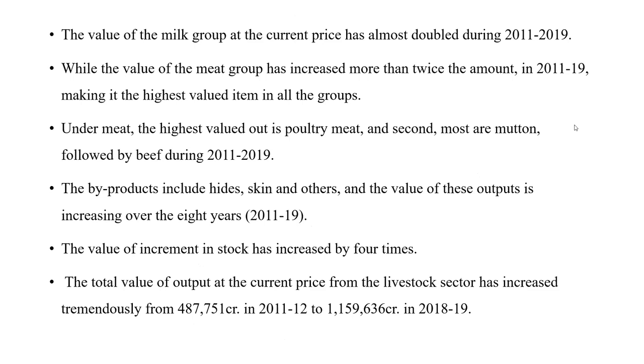The value of the milk group at current price has almost doubled from 2011 to 2019, while the value of the meat group has increased more than twice. Under meat, the highest valued is poultry meat, and the second is mutton, followed by beef. The byproducts include hide, skin, and others, and the value of this output increased over the 8 years. The value of increment in stock has increased four times from what it was in 2011.